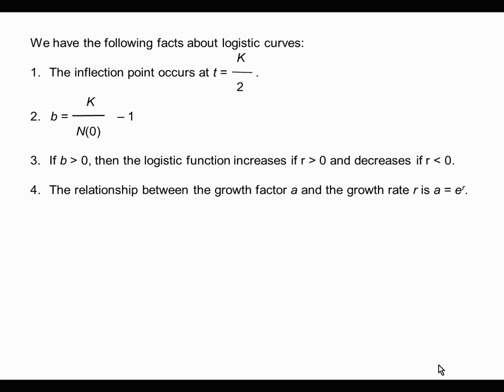Number 4, the relationship between the growth factor A and the growth rate R is A is equal to e to the R. So remember, R is the growth rate, and the growth factor will be e to the R.